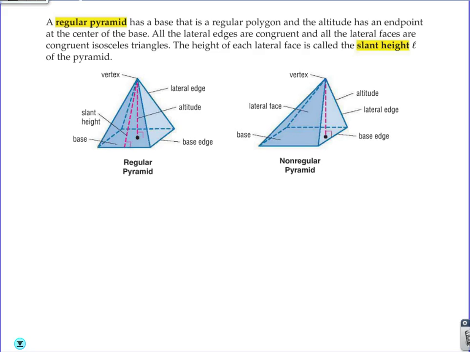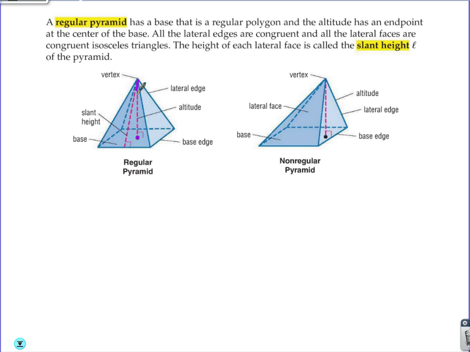Last one that we're going to work today. Regular pyramid. A regular pyramid has a base that is a regular polygon. Here it's a square. It could be an equilateral triangle, a regular pentagon, a regular hexagon, a regular heptagon, an octagon, but it has to be regular. A regular pyramid has a base that is a regular polygon and an altitude, and the altitude has an endpoint at the center of the base. There's the altitude, or the height.